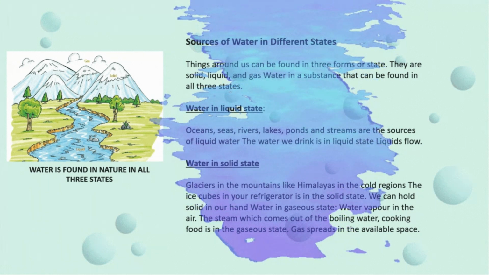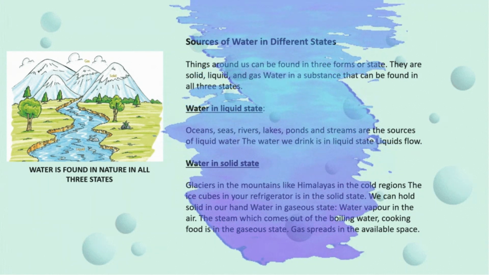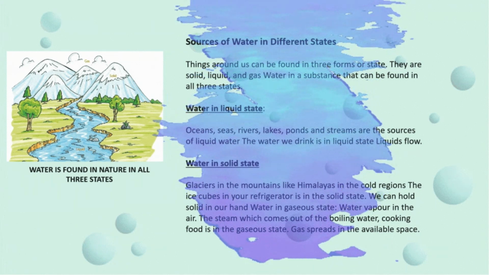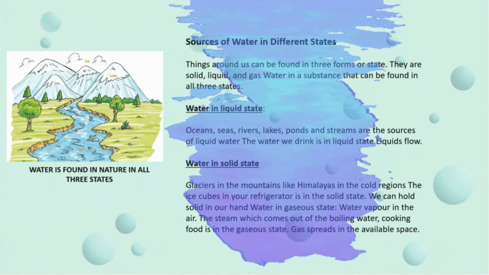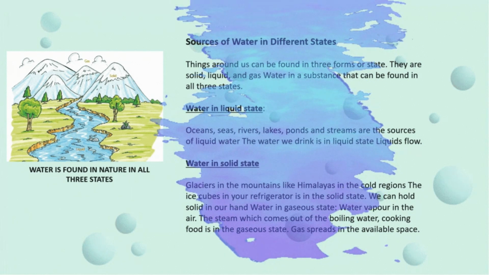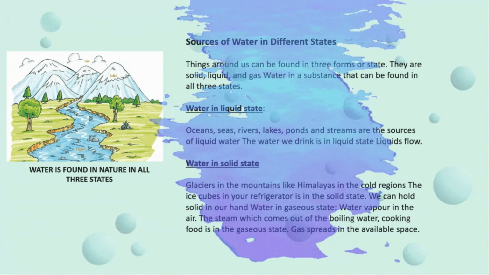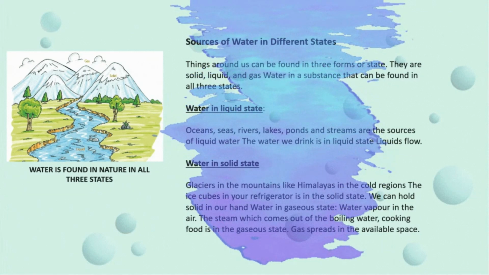Liquids flow. Water in solid state. Glaciers in the mountains like the Himalayas, in the cold regions. The ice cubes in your refrigerator are in the solid state. We can hold a solid in our hand. Water in gaseous state. Water vapor in the air. The steam which comes out of the boiling water, cooking food, is in the gaseous state. Gas spreads in the available space.